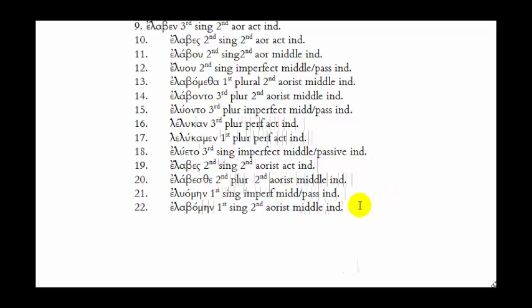What does elabomen mean in English? Well, lambano means to take. So elabomen means what? I took. Okay, but with sort of a self-referential nuance. So I took, I seized, I grabbed, with some idea that I'm doing it for myself. Okay, so that's the first singular, second aorist. Okay, very good. That's the end of our second little round of blackboard exercises.